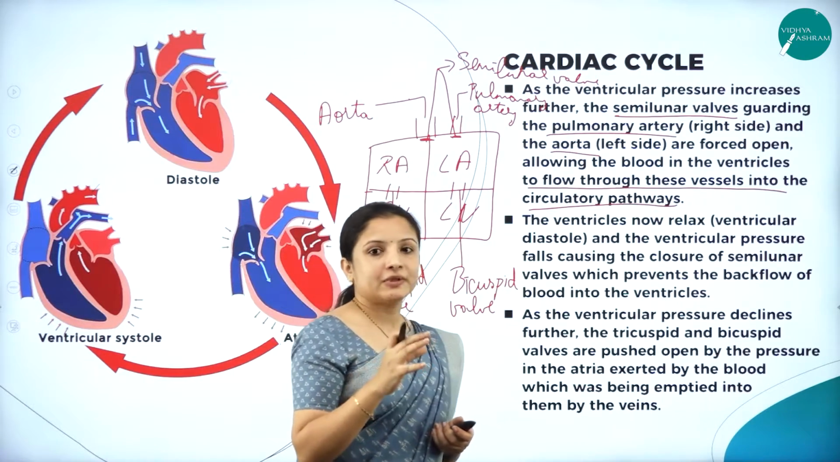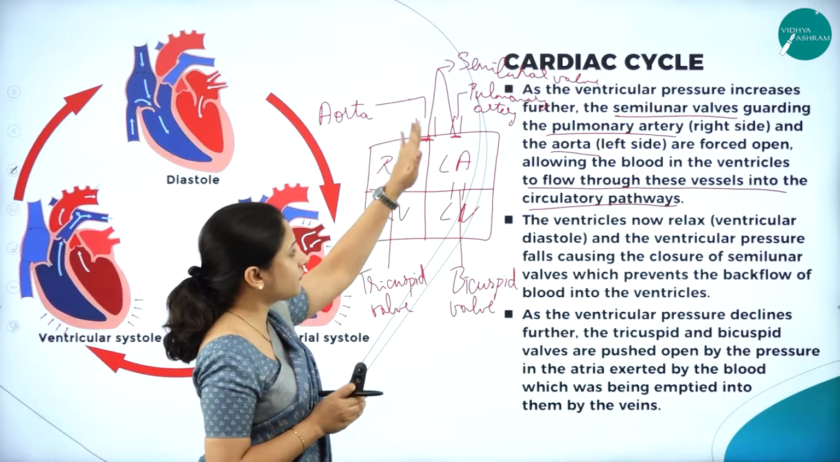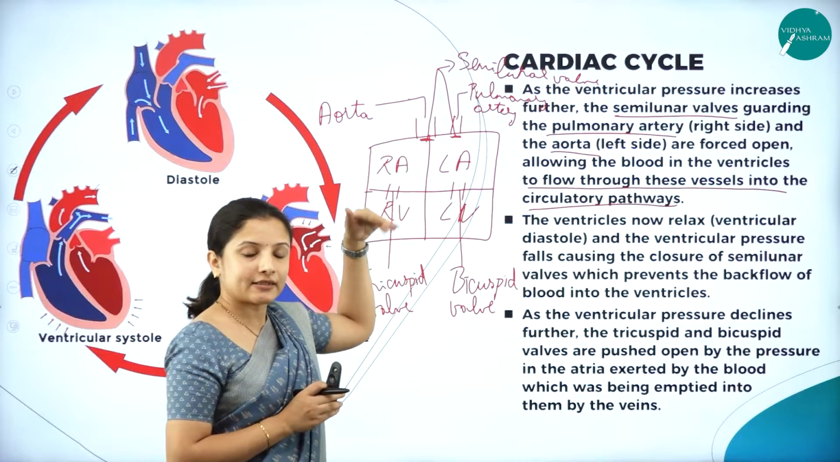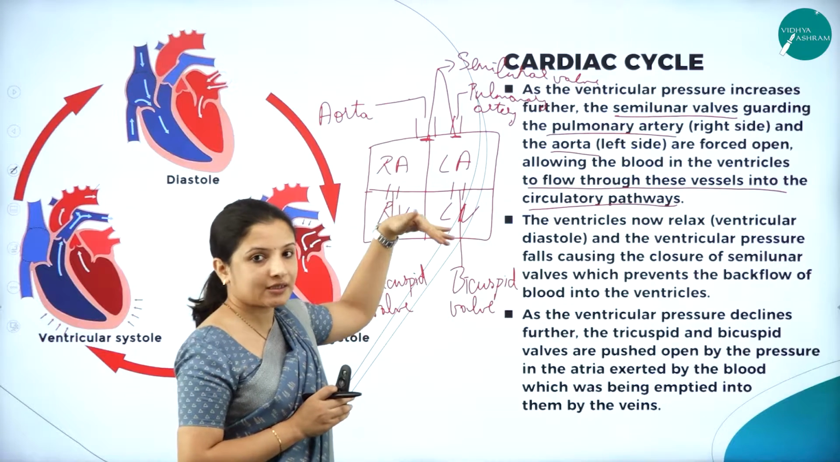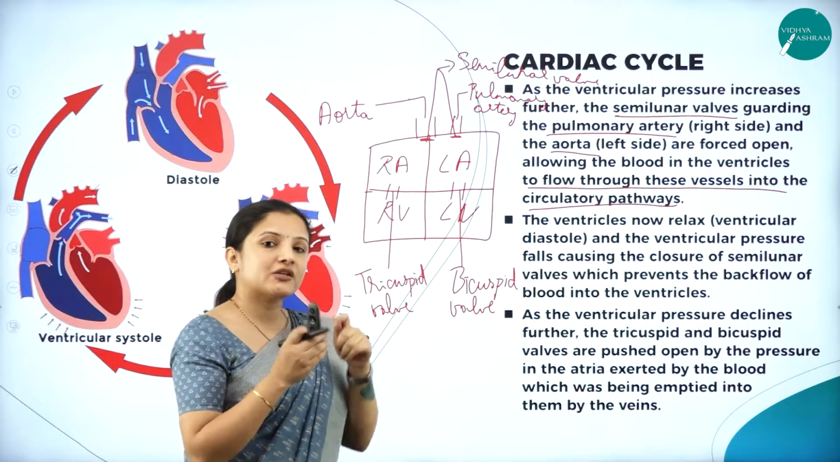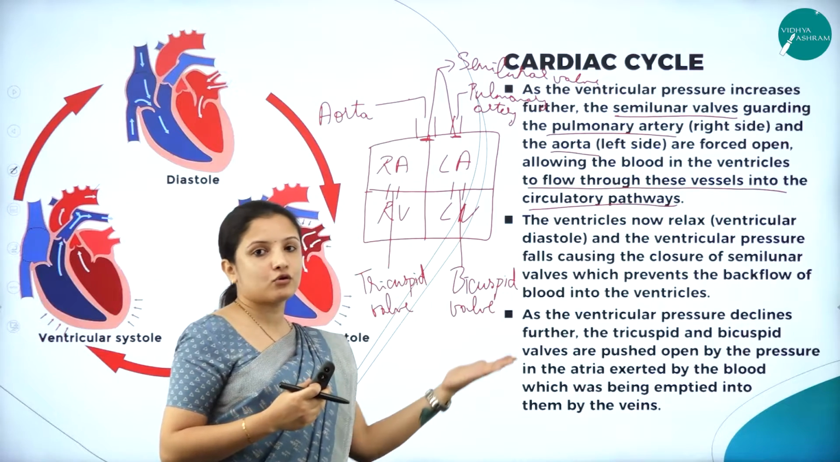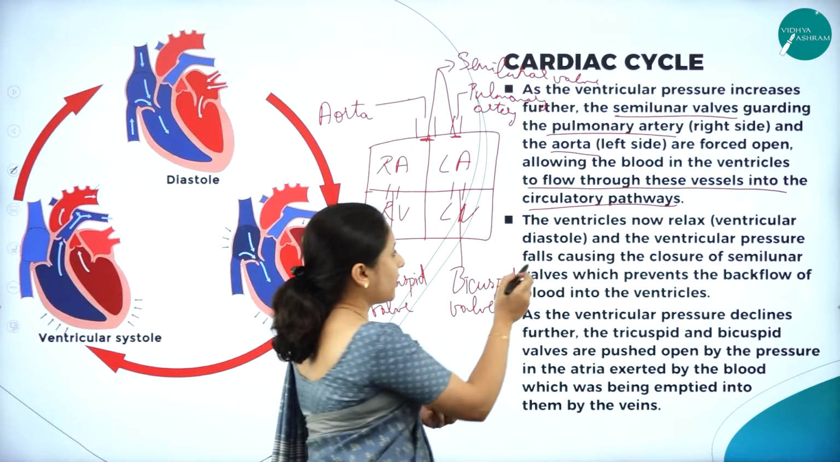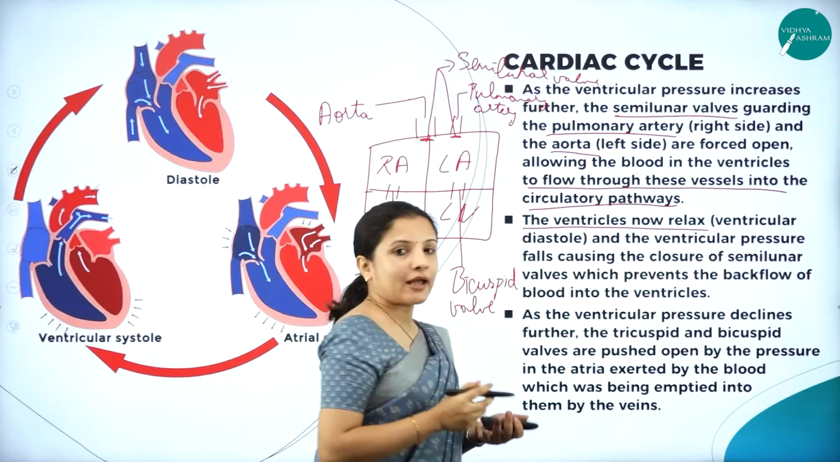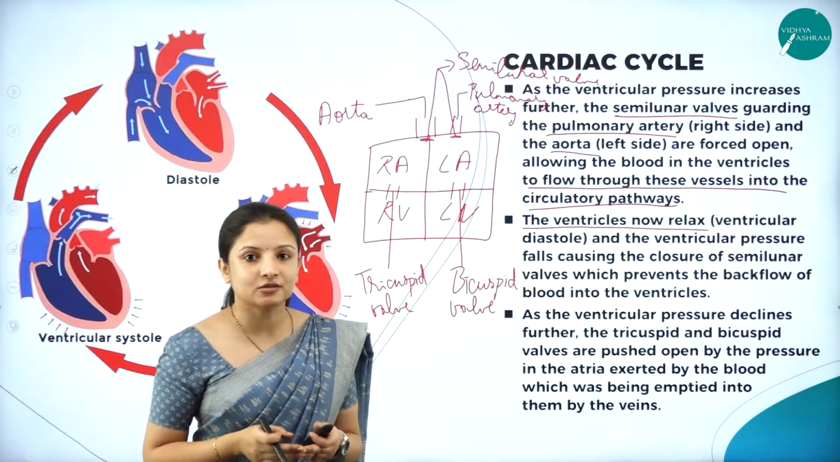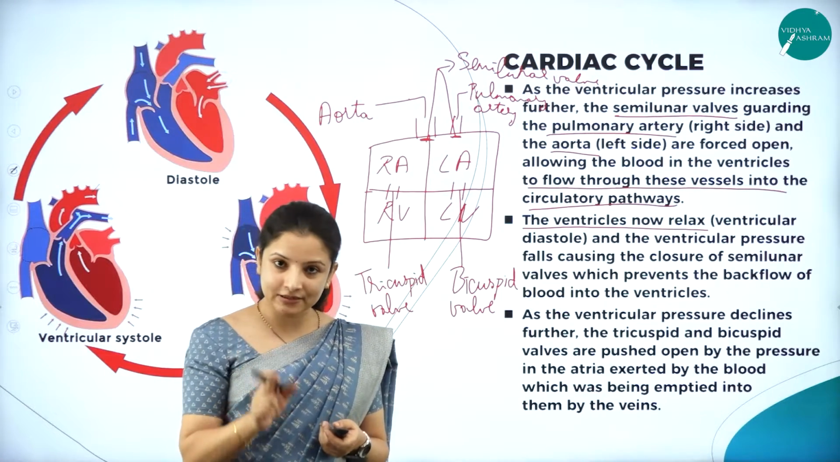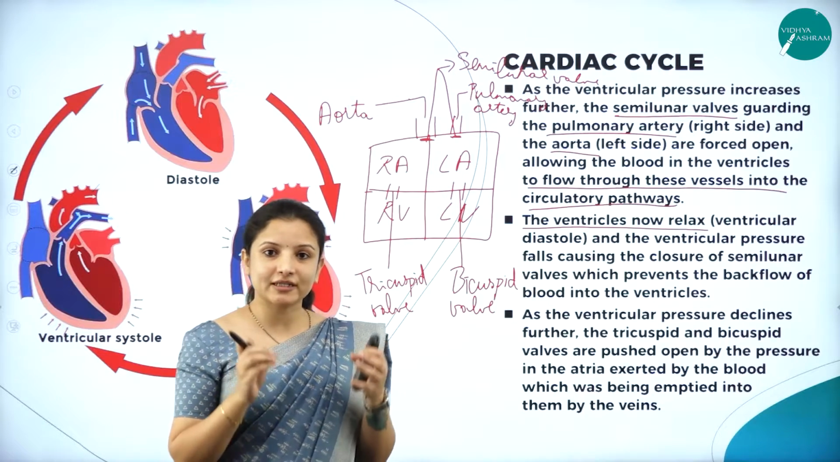Now the blood has flowed from the ventricles, right? From the right ventricle and the left ventricle, the blood has flowed. Now the pressure starts to decrease in the ventricle because the blood has flowed out. So the ventricles will now relax, and the relaxation is called diastole. Contraction is called systole, relaxation is called diastole.